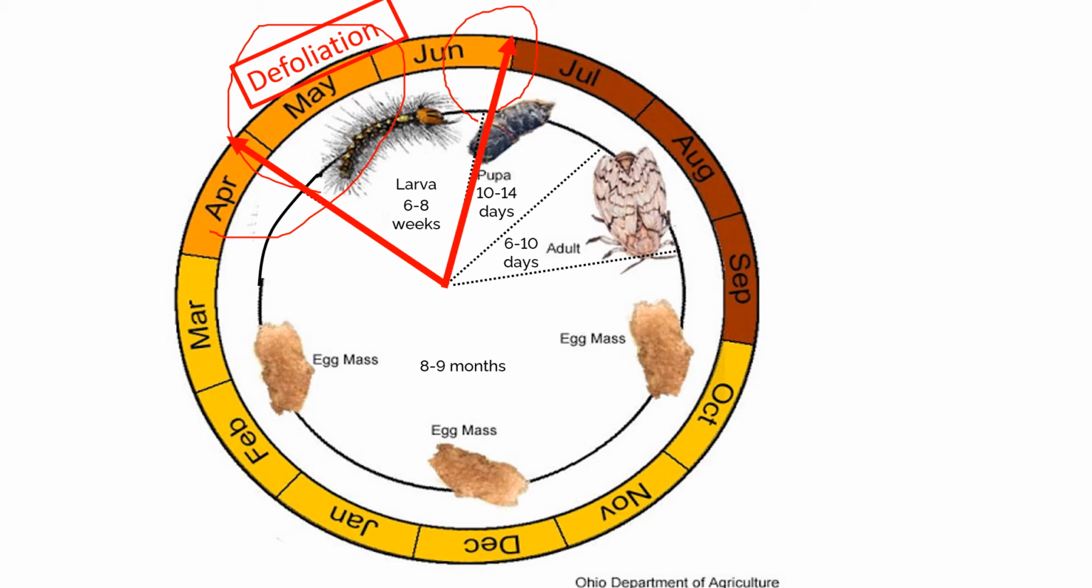After the adults mate and lay eggs, and that only lasts for about 6 to 10 days, then in late summer, the adults will die off, and then for the vast majority of the remainder of the year, the egg masses are present on the trees, and there's no gypsy moth active in the landscape.